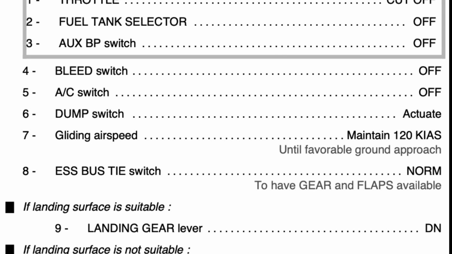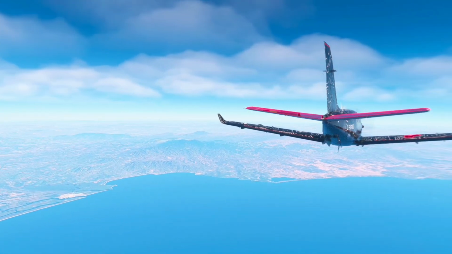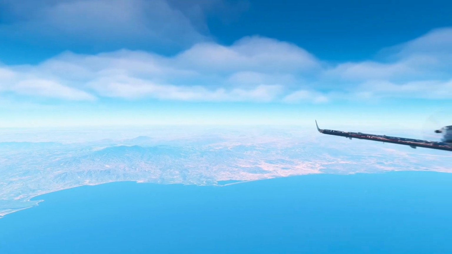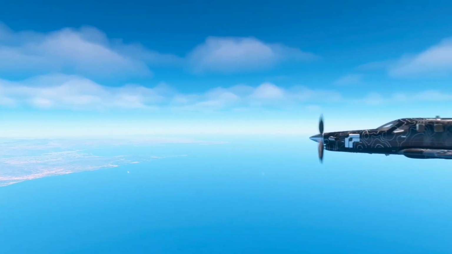But this performance can be different in real life compared with what the AFM says. Is the plane clean or dirty? Are the props feathered or not? Is the plane light or heavy? Do you have a head or tailwind? All of these affect your gliding ratio.